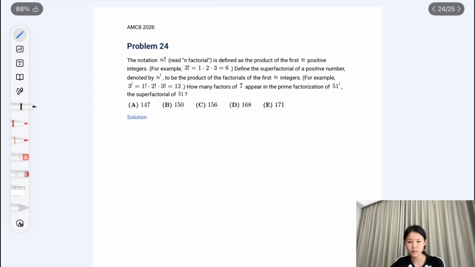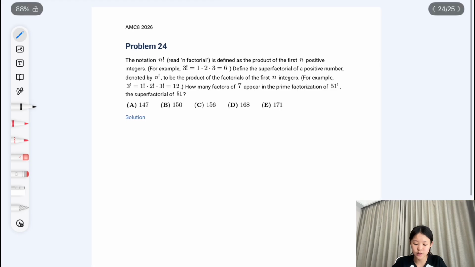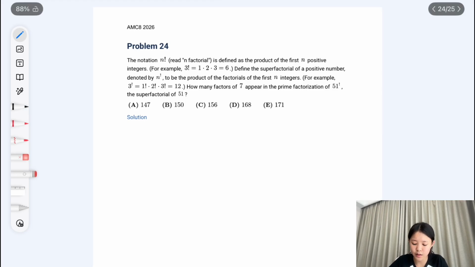Okay, problem 24. The notation n factorial is defined by the product of the first n positive integers. So define the superfactorial of a positive number to be the product of the factorials of the first n integers. How many factors of 7 appear in the prime factorization of the superfactorial of 51? Yeah. So think about it this way, right?